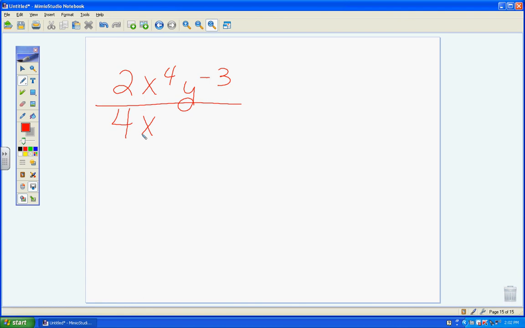Okay, good question. Totally back to what we're supposed to be doing. What has to happen to that y to the negative 3? We have to move it to the bottom. Yeah. So we should end up with x to the 3rd over 2y to the 3rd.